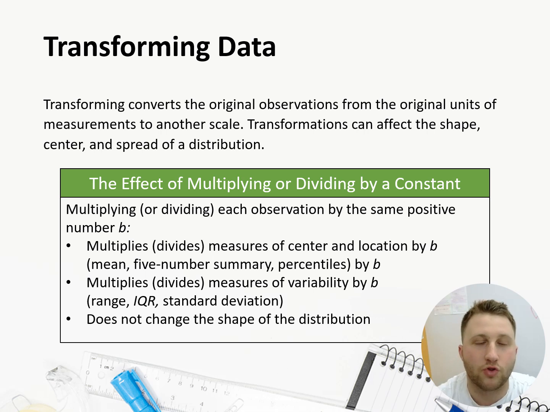Okay, so if it was skewed right before, it's still going to be skewed right, just a little bit more stretched out. And again, if you're dividing by a positive constant, it's going to be more contracted, but it's the same shape. If it was skewed right, it's still skewed right. If it was approximately symmetric, it's still approximately symmetric.